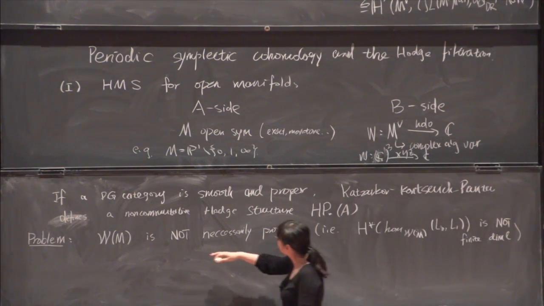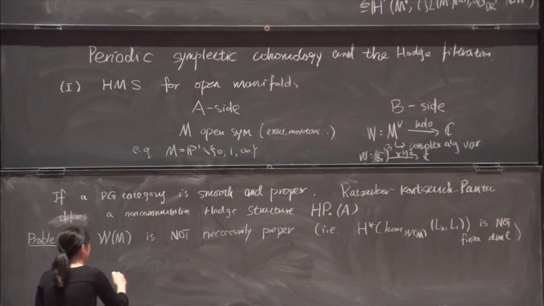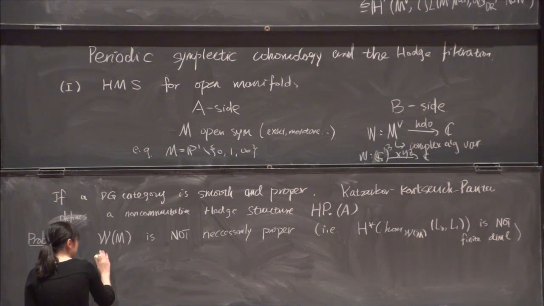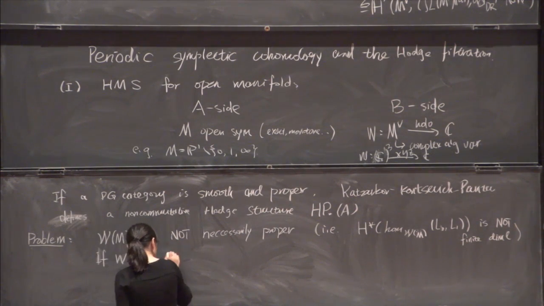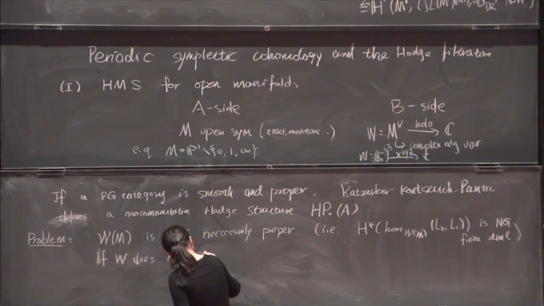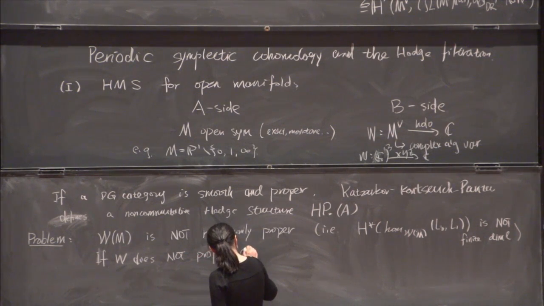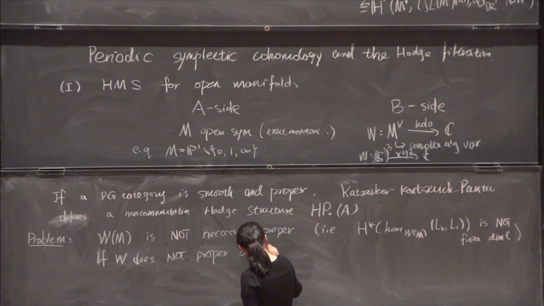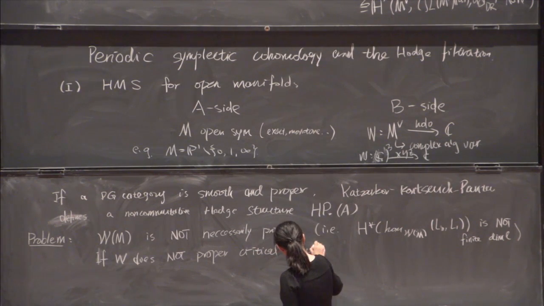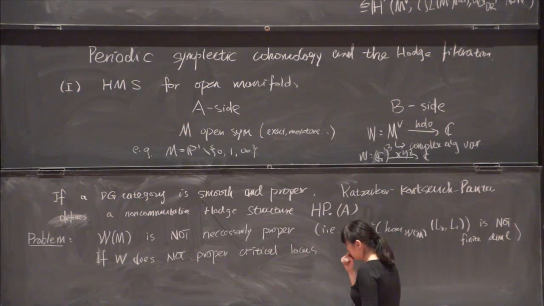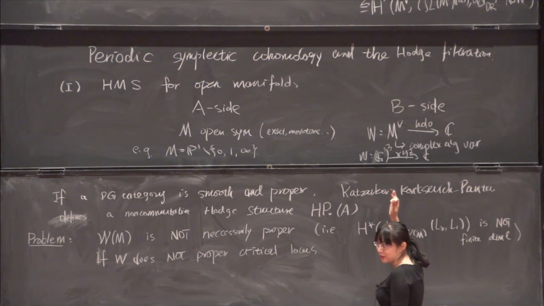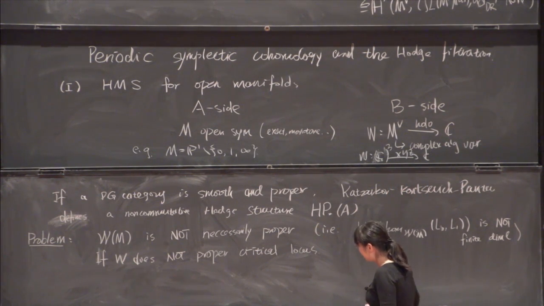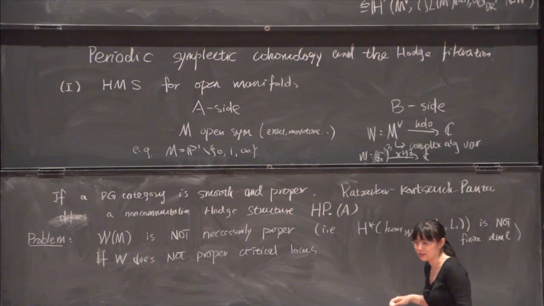And the corresponding phenomenon on the B side is that, for example, your superpotential W does not have a proper critical locus. So I think all the work done so far on this side has been for either a proper locus, even in their paper, or an isolated singularity.